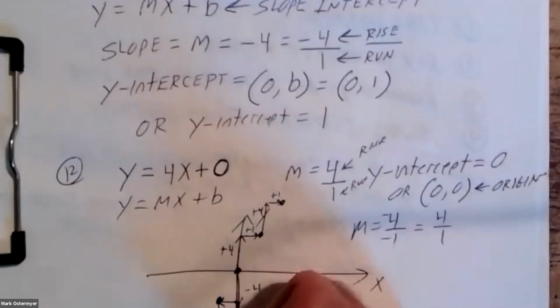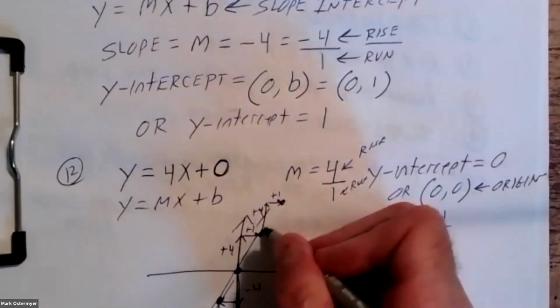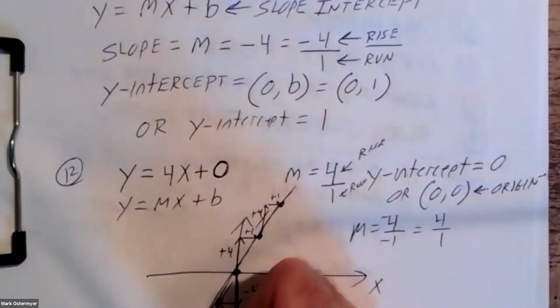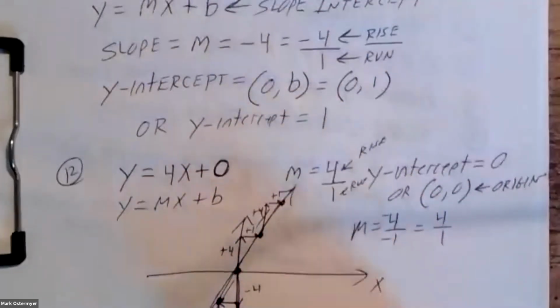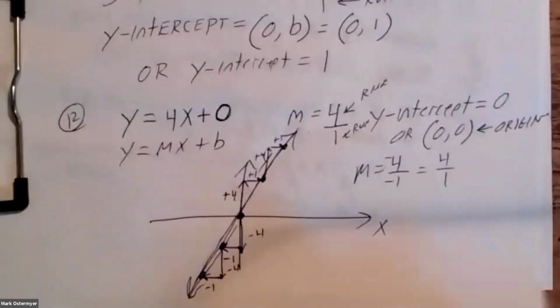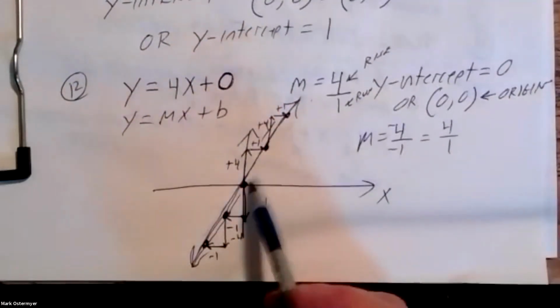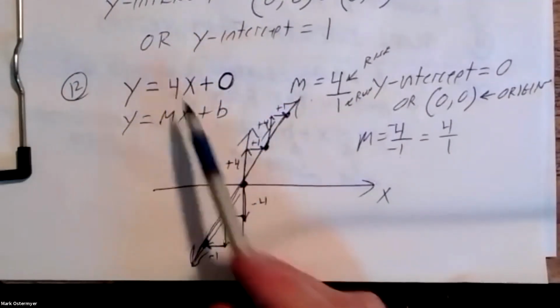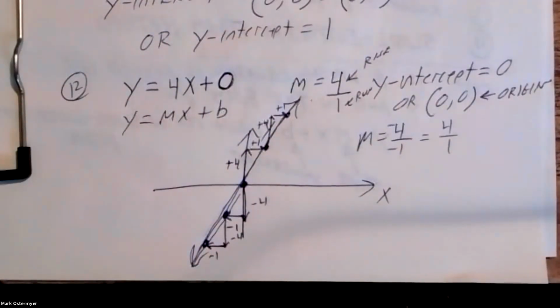You can see how these points would all lie on a line. Do you agree? And that would be the graph of y equals 4x. And notice that this line is a rising line, and it should be since its slope is positive 4. Slope-intercept form.